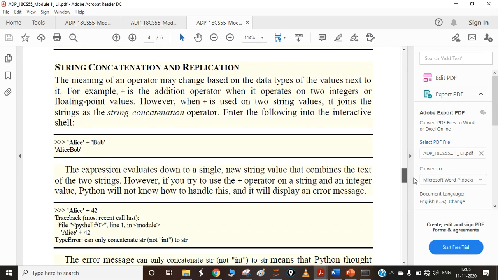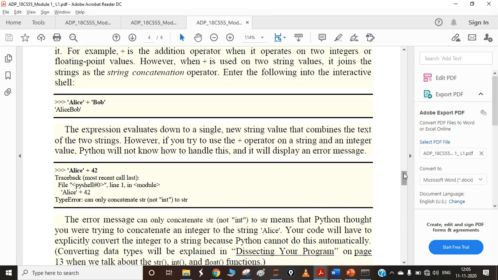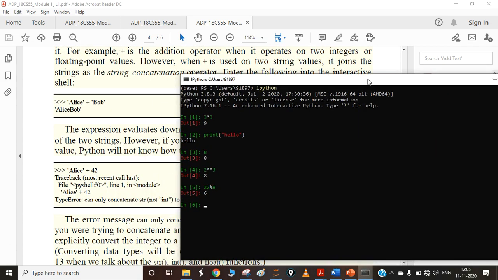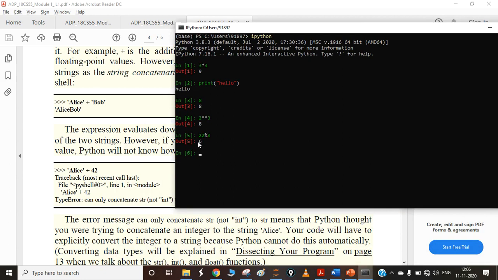Moving to the next concept, string concatenation and replication. Let us take one simple example here. First, alias plus.